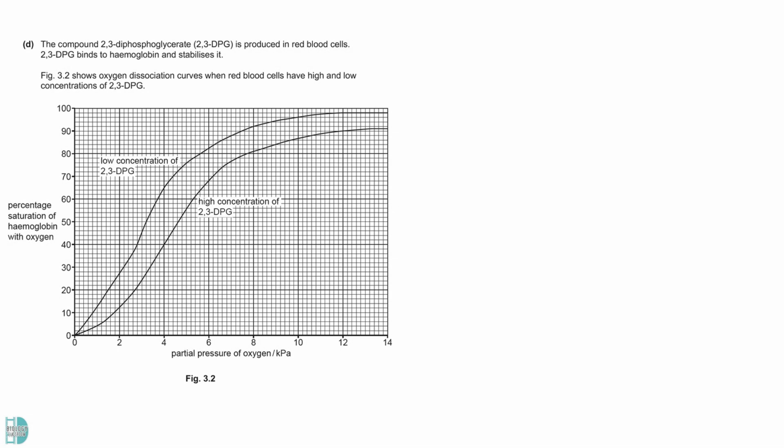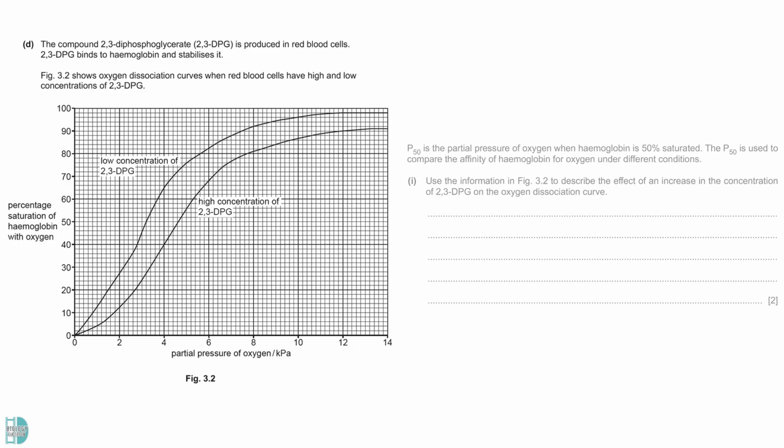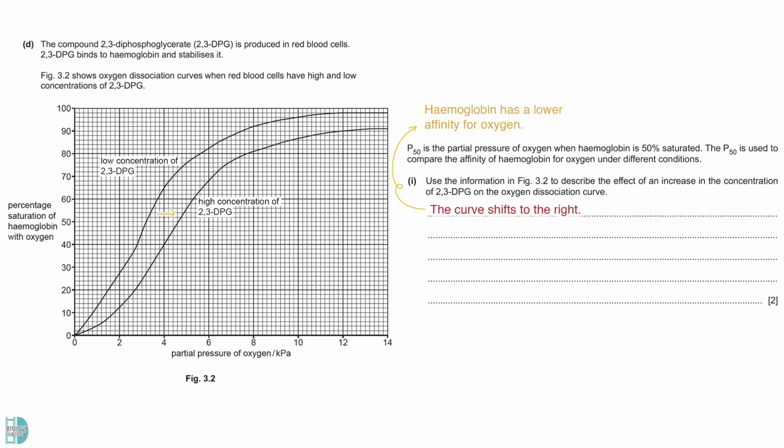D shows the oxygen dissociation curves when red blood cells have high and low concentrations of 2,3-DPG. One wants you to describe the effect of an increase in the concentration of 2,3-DPG on the oxygen dissociation curve. The curve shifts to the right at a higher concentration of 2,3-DPG. This means hemoglobin has a lower affinity for oxygen.